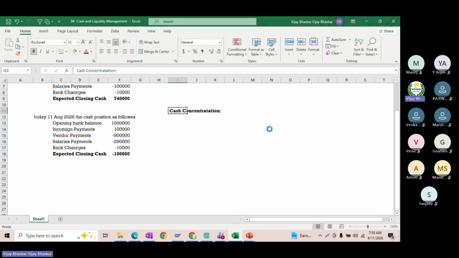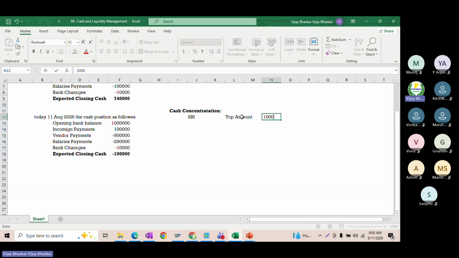There are different types of cash concentration. Header account: there is a parent, and the main bank account becomes the parent while the others become child accounts. There are different scenarios in cash concentration. Let's say I have the SBI bank account. Let us assume our organization has more than a hundred bank accounts. Here, SBI is the top account, or header account.